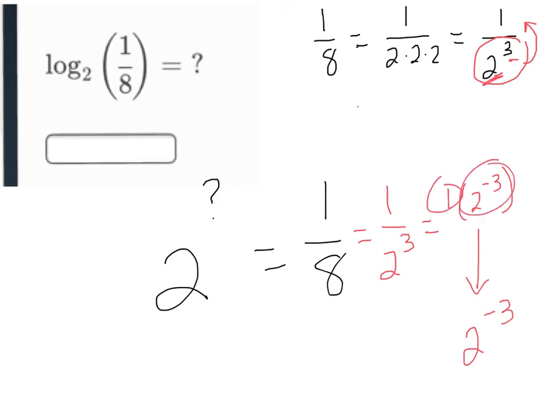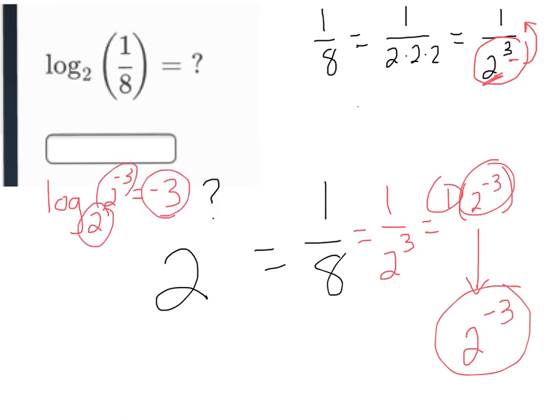Okay, so look at what we've got here. 2 to the negative 3 is the same thing as 1/8. So really the problem we're doing is we're asking log base 2 of 2 to the negative 3 power equals what? Well, 2 to what power will give me 2 to the negative 3? Well, it's obvious. Negative 3 will. 2 raised to the negative 3 will equal this, won't it? And so the answer in this case is negative 3.